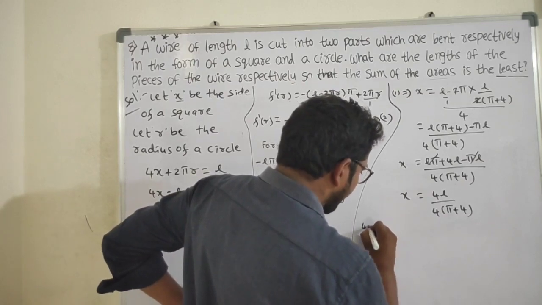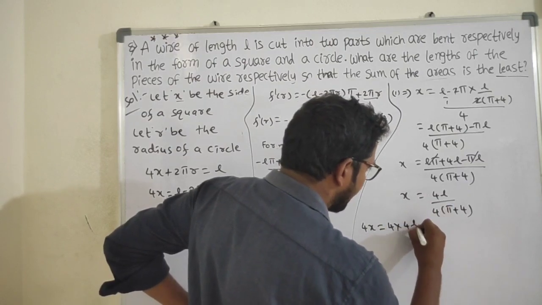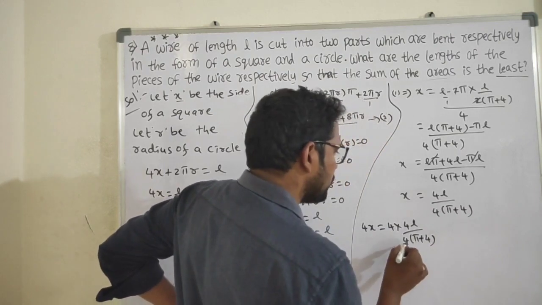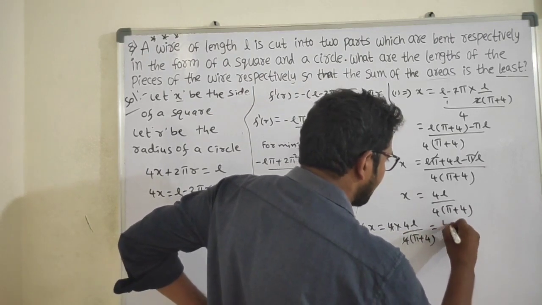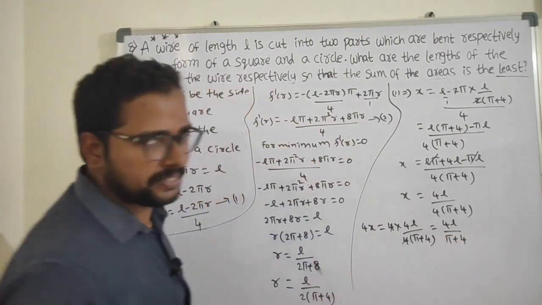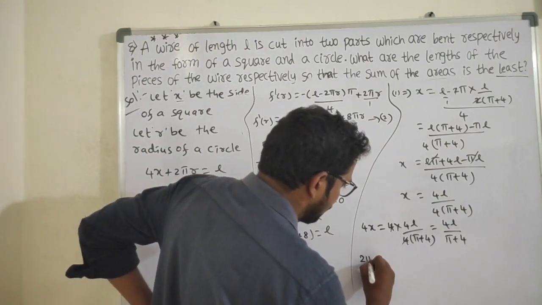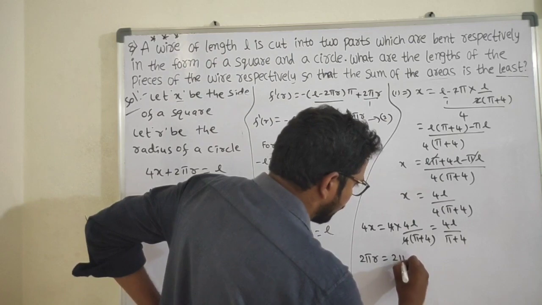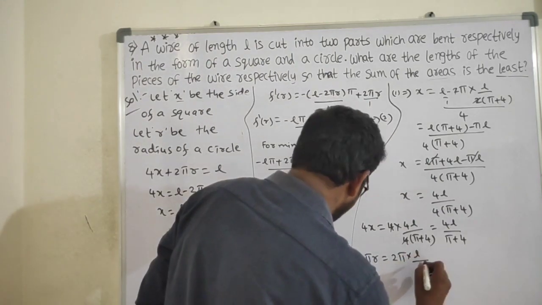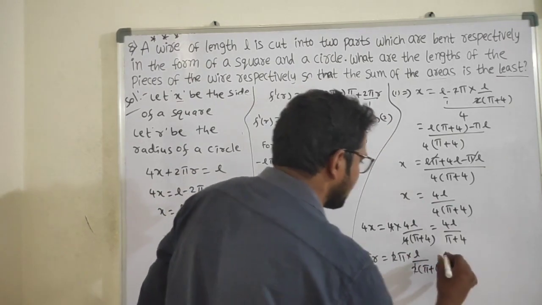So 4x is equal to the length of the first piece. 4 into, what is the x value? 4L by 4 into pi plus 4, so 4 gets cancelled: 4L by pi plus 4. This is the length of the first piece. And the second piece is 2 pi r. 2 pi r is equal to 2 pi into, what is the r value? L by 2 into pi plus 4, 2 gets cancelled: pi L by pi plus 4.